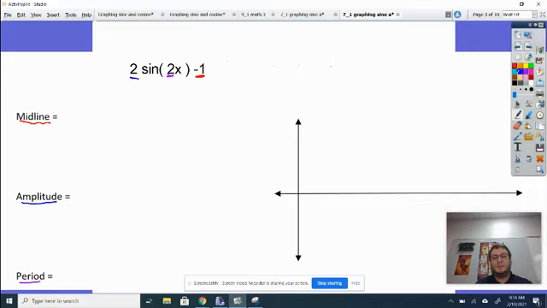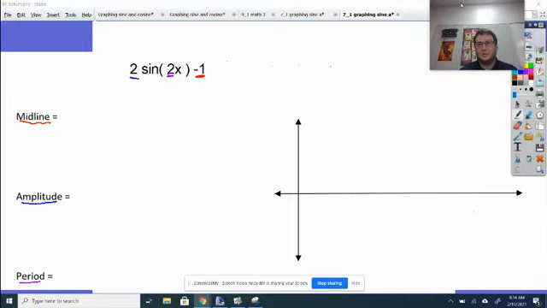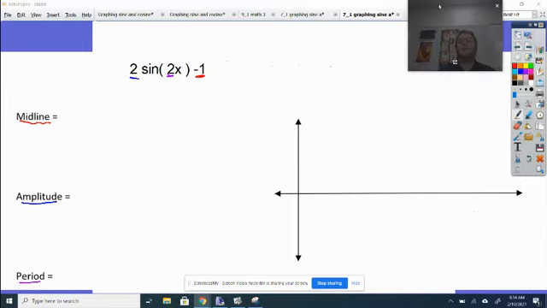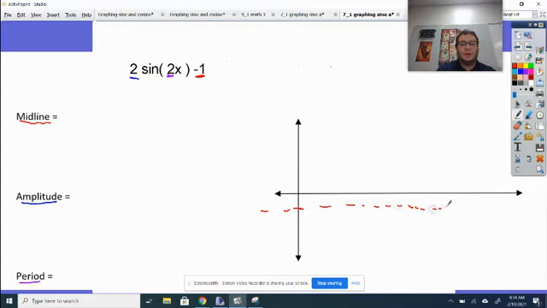So the midline and amplitude are pretty straightforward. So -1, I'm going to go down to -1. There it is, done. And again, of the 3 or 4 graphing units we do, honestly, trig is probably one of the easier ones. So I'm just going to draw that line there.